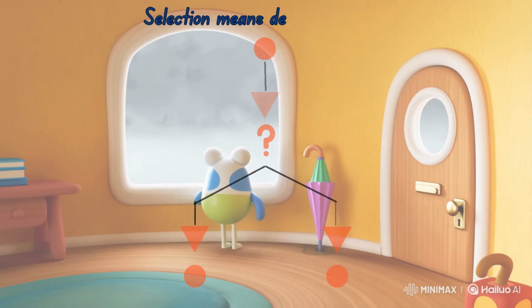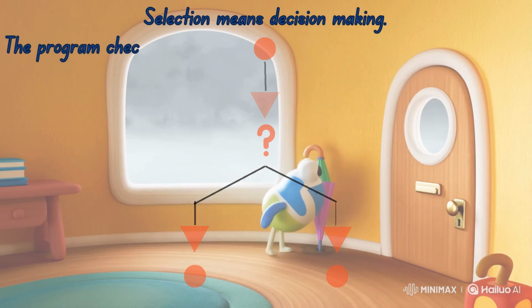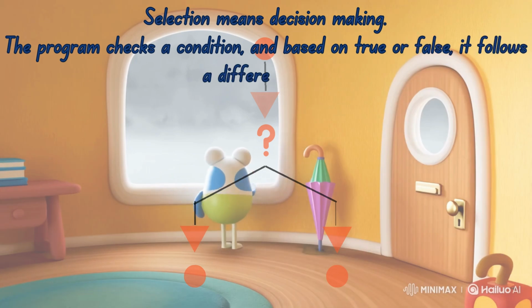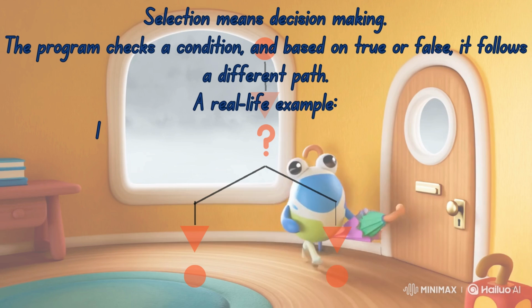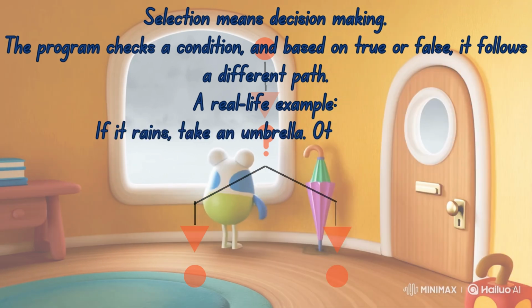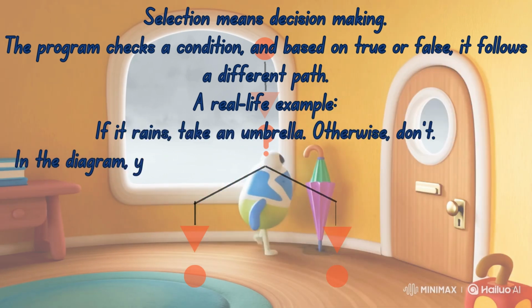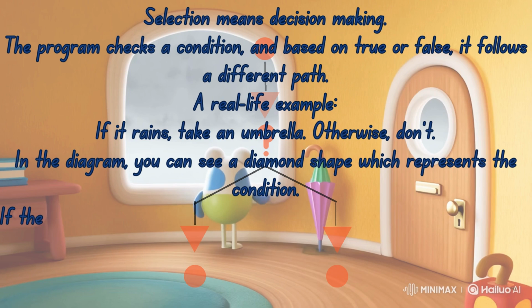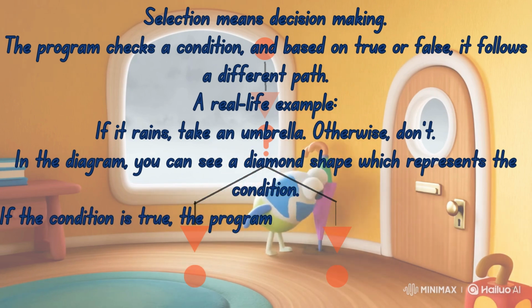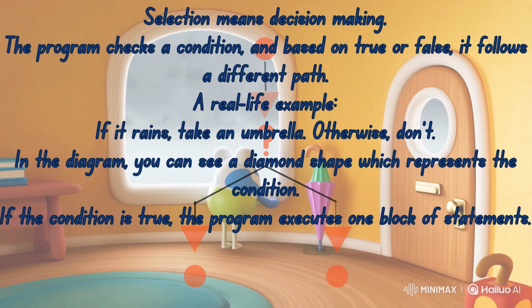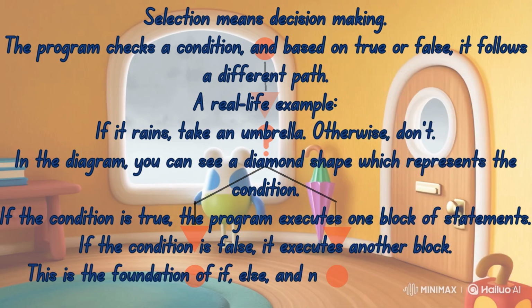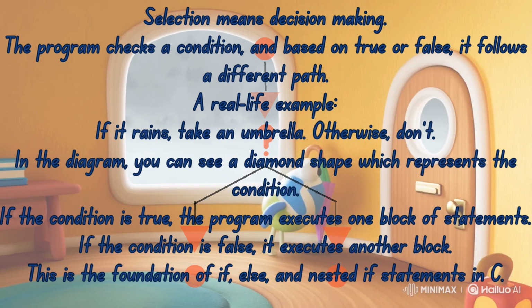Selection means decision-making. The program checks a condition, and based on true or false, it follows a different path. A real-life example: if it rains, take an umbrella. Otherwise, don't. In the diagram, you can see a diamond shape which represents the condition. If the condition is true, the program executes one block of statements. If the condition is false, it executes another block. This is the foundation of if, else, and nested if statements in C.